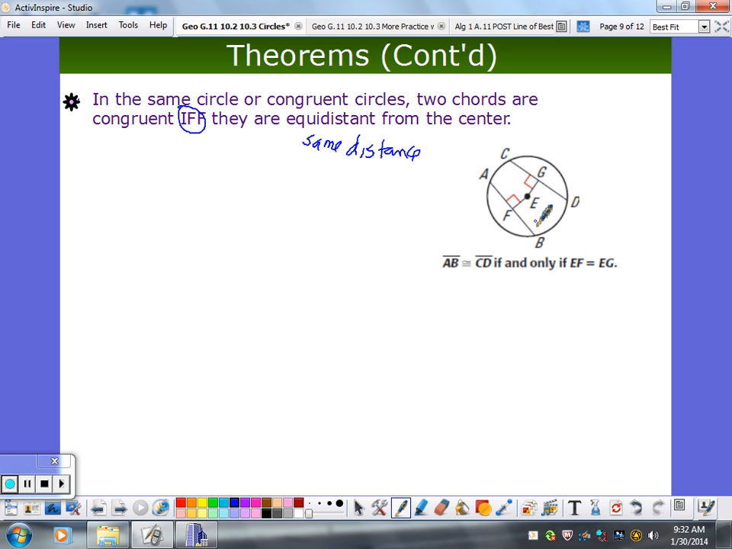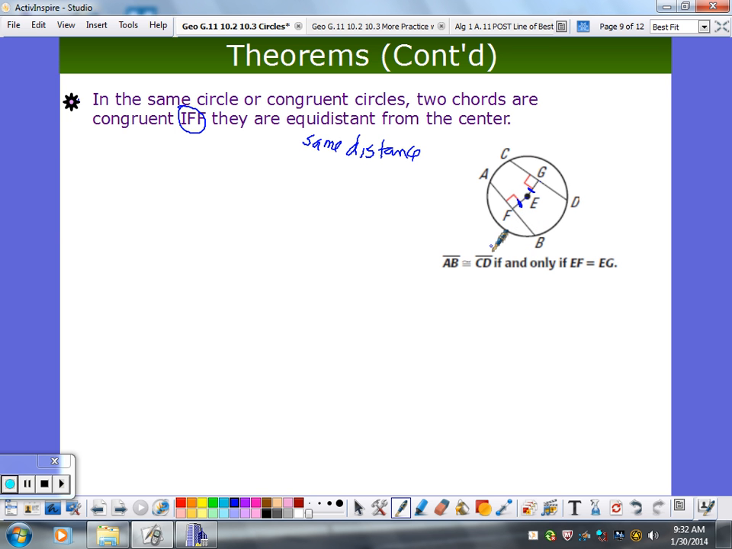So let's see what we got here. You have two chords. They will be congruent if, now distance is measured using perpendiculars. Distance is measured using a perpendicular. Want to know how far this point is from this segment? You drop a perpendicular. Want to know how far this is from there? You drop a perpendicular. So these are two perpendiculars. So if this is the same distance, then these are congruent. Conversely, if these are congruent, then these distances will be the same.